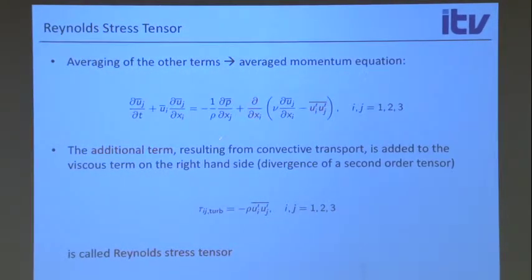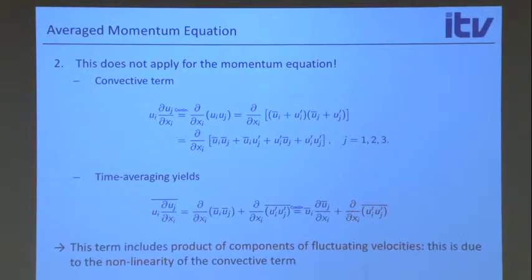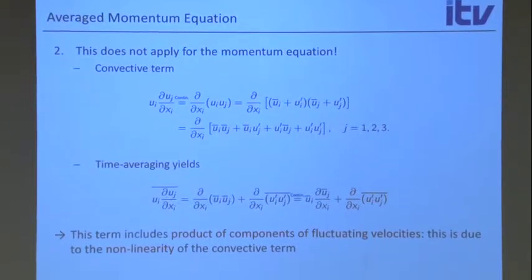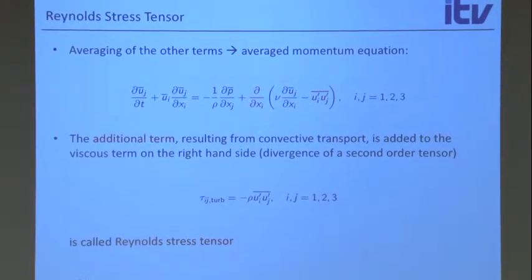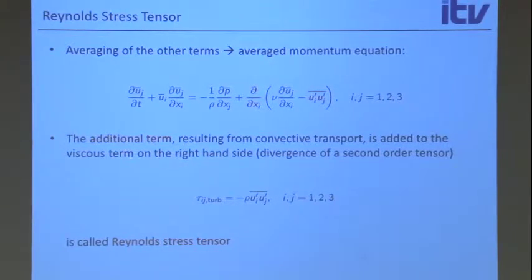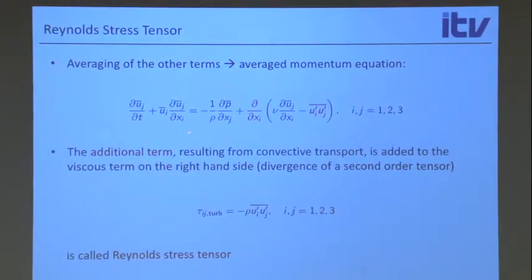Okay, so now we can write this equation. You see this is now d by dxi of this tensor, and we have already a d by dxi of a second order tensor, here the viscous tensor, so we just add this term here. And the additional term here, we call it the Reynolds stress tensor, and I'll tell you in a minute why.